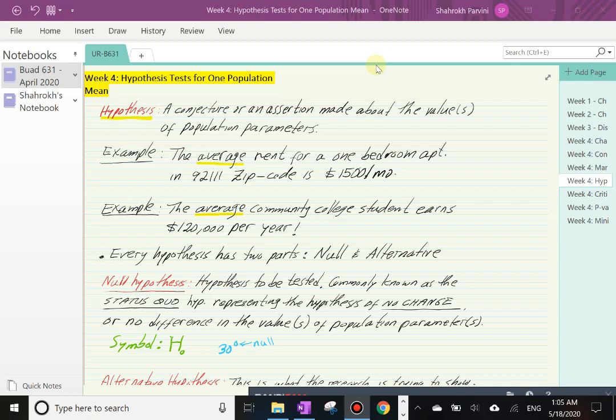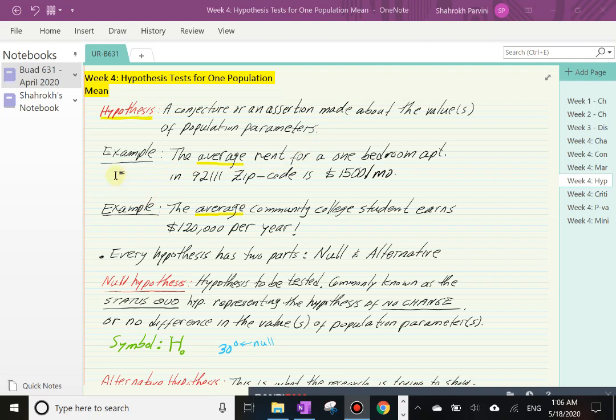First of all, I have defined what a hypothesis is. These are all definitions that I pretty much made up, but they are fairly accurate. What I try to do is make this as simple as possible, yet accurate, so it's not too wordy, so you can actually remember this stuff. So again, a hypothesis is a conjecture or an assertion or a claim, if you will, that is made about the value or values of the population parameters. And here I have a couple of examples I made up.